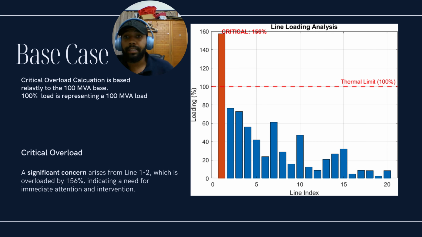Also, in the line loading analysis of the base case, we noticed that most of the lines are actually within limits, meaning that they do not exceed 100% of the load, except for one, which is the line going from bus 1 to bus 2, which is overloaded. It has a 156% load, as you can see in the chart. This is a very critical problem. We will see how this analysis is going to be like when the system is actually stressed, not just a base case.